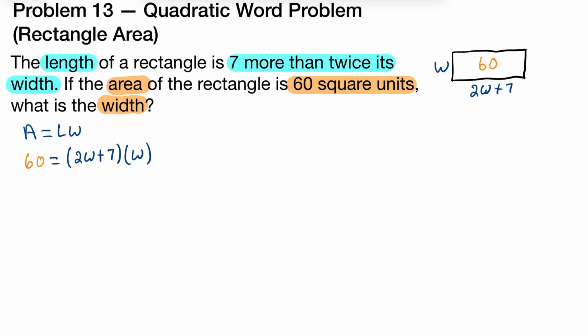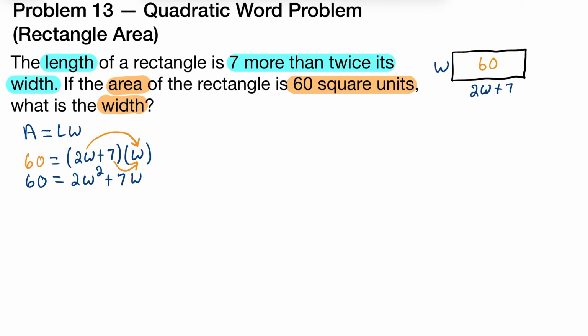Okay, so now what we're going to do here is distribute and multiply. 2w being distributed, 2w times w is 2w squared. And then 7 being distributed to w is equal to 7w. So that's plus 7w. And of course, we have our 60 on the left.